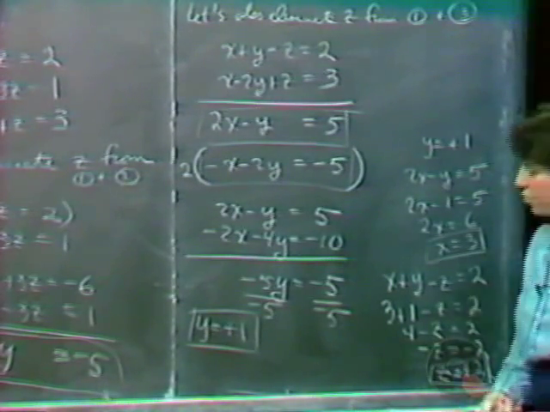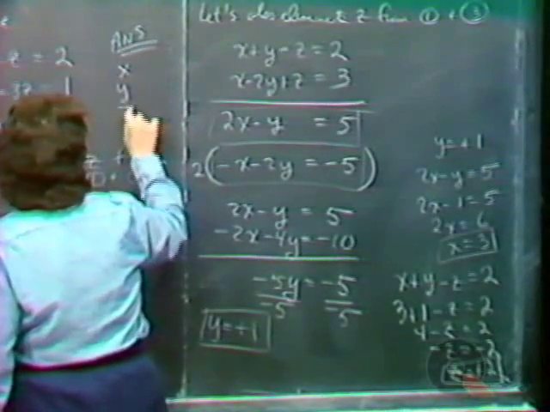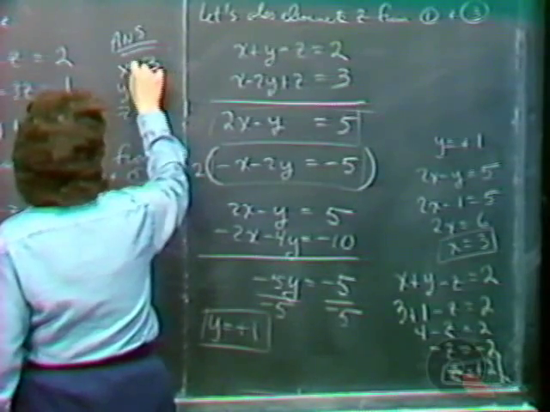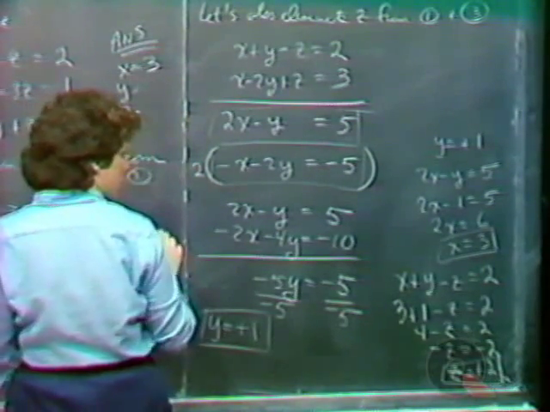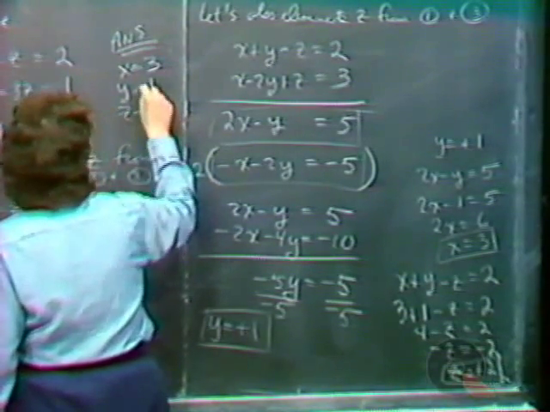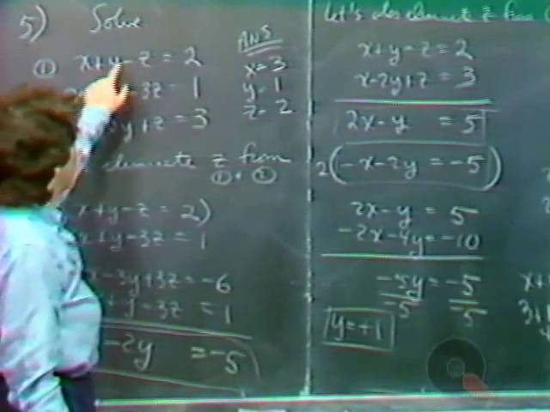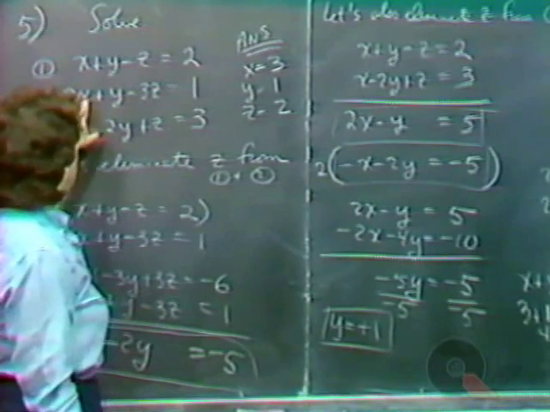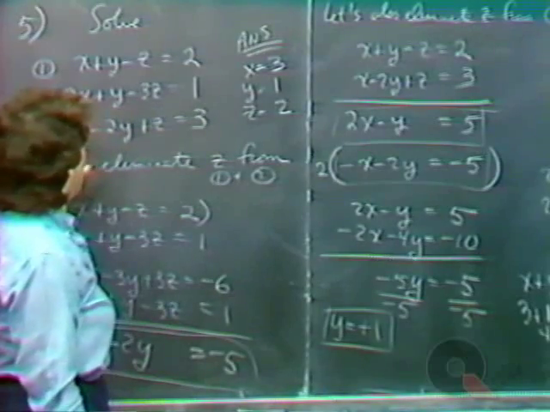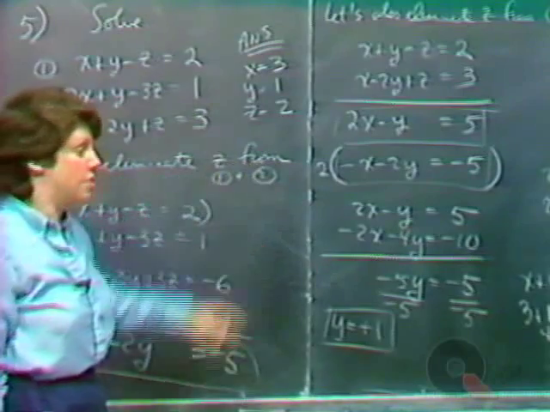So I have for my solution x equals 3, y is 1, and z is 2. Let's check and see if it's correct. 3 plus 1, 4 minus 2 is 2. 2 times 3 is 6, plus 1, 7, minus 6 is 1. 3 minus 2, that's 1, plus 2 is 3.